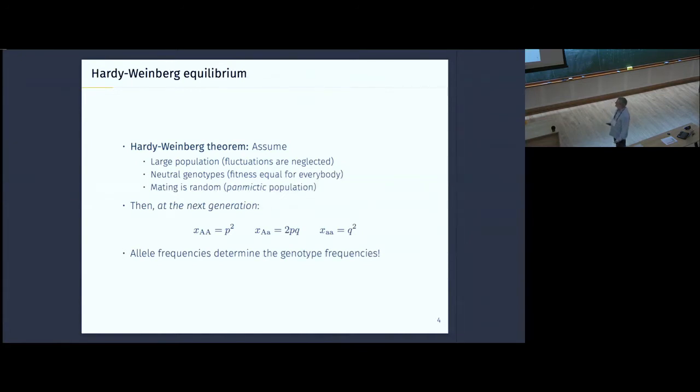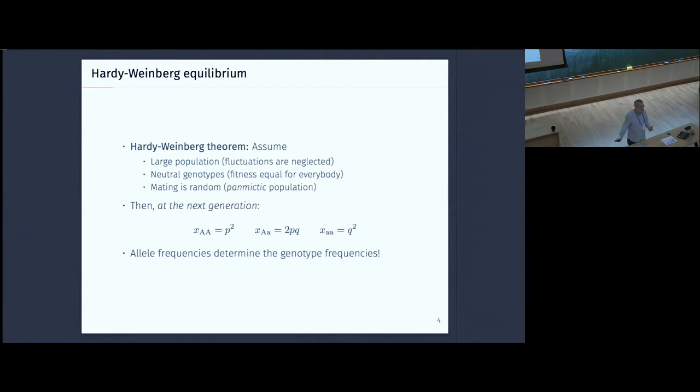Then the Hardy-Weinberg equilibrium theorem comes if you make the following assumptions. First of all, you neglect fluctuations, and as we have learned from Kavita, that means that you have a very large population, because the sampling introduces some fluctuations, and these fluctuations are negligible if the population is very large. Second, we assume that there is no selection for either allele. So all genotypes are, from the point of view of selection, neutral, so fitness is equal for everybody. And the third, which is very important, is mating is random.